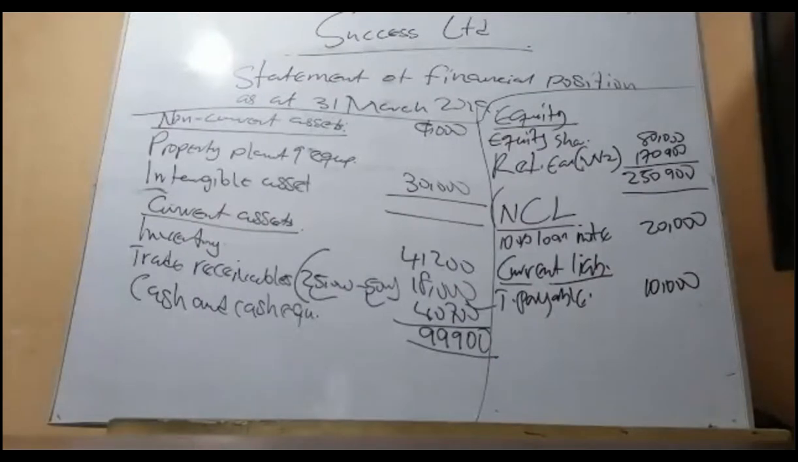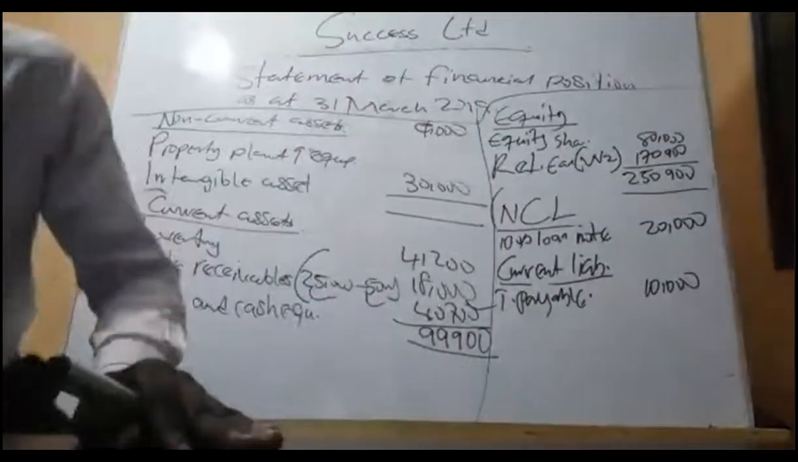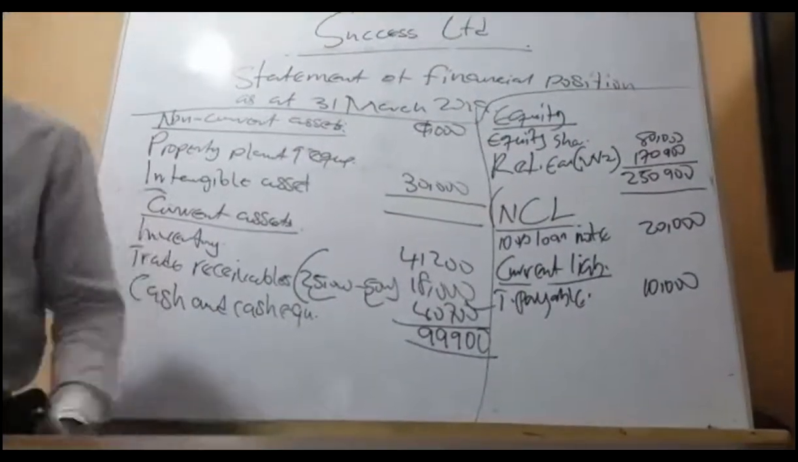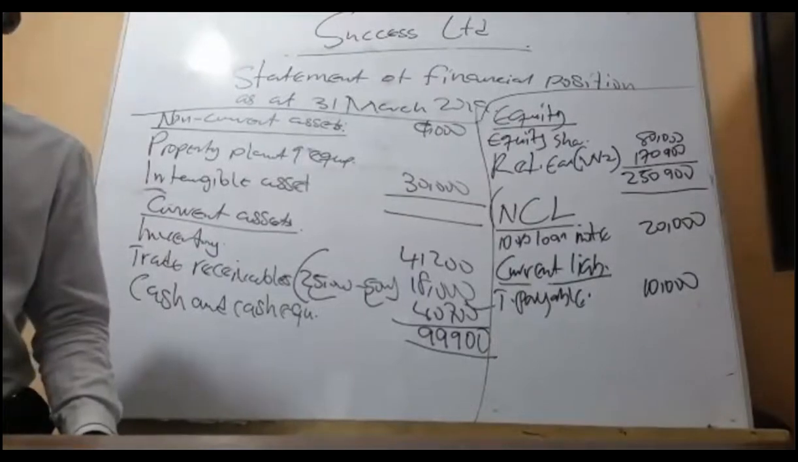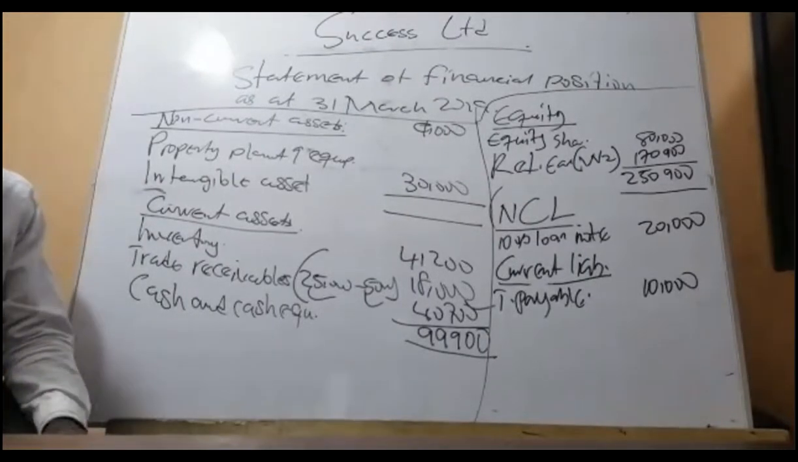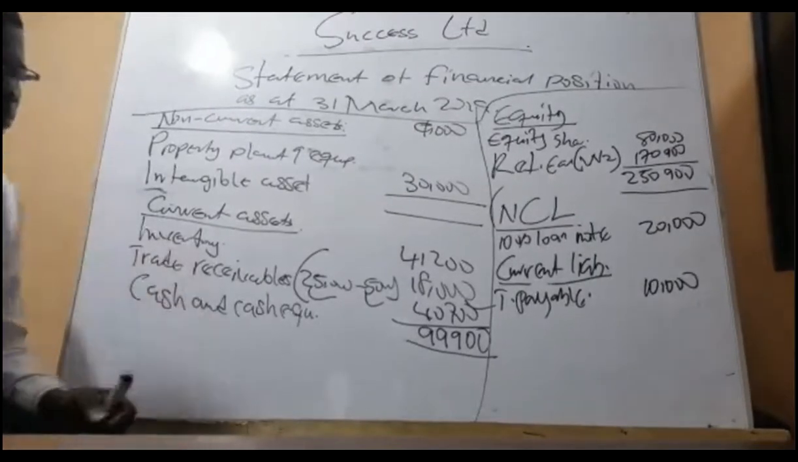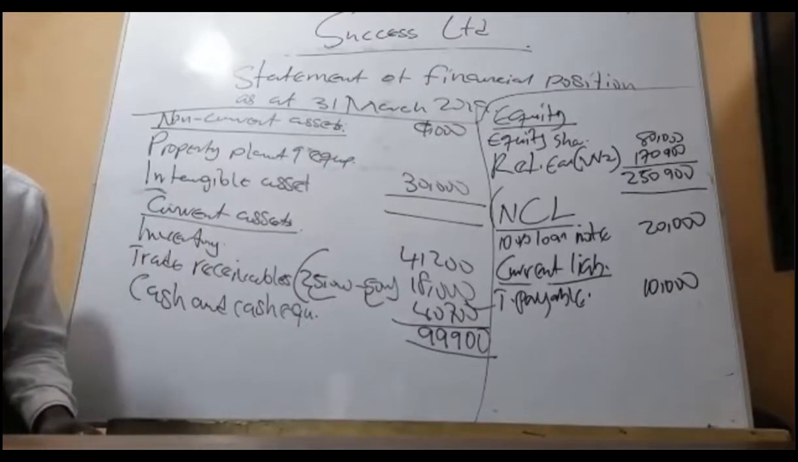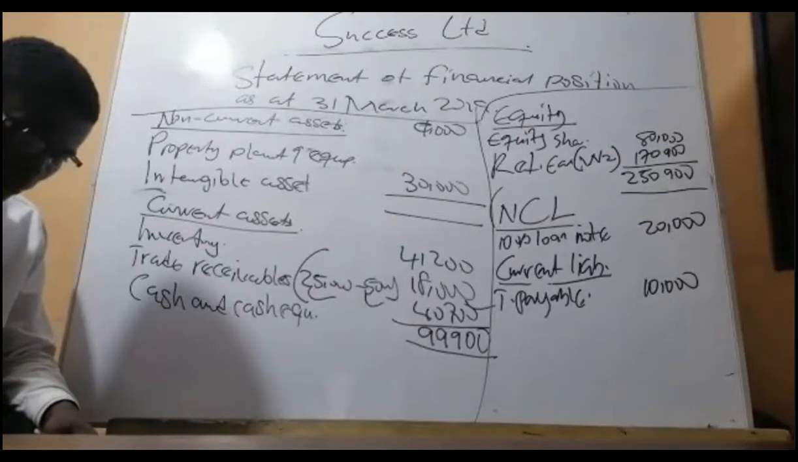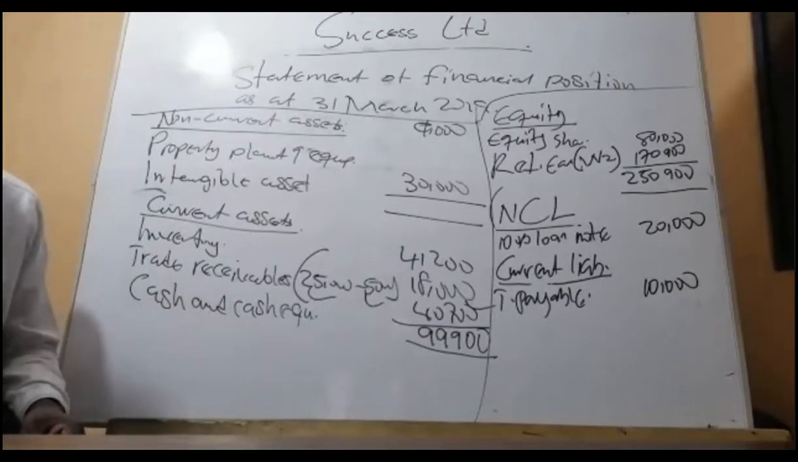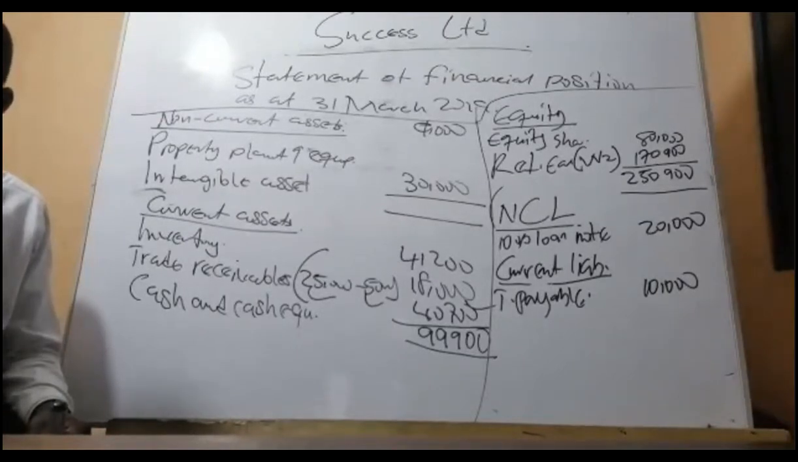I want to ask a question. Good. The trade payables in the trial balance is at the credit side. Is there any other current liability aside the trade payable in this question? Aside the trade payable, which is 10,000, is there any current liability? Is there any other current liability aside the trade payable? Is there any other?